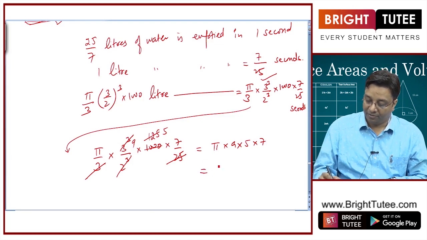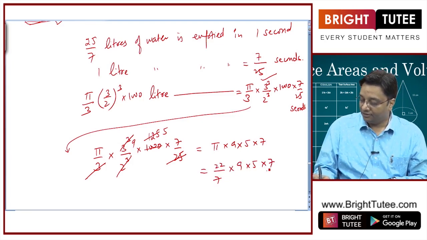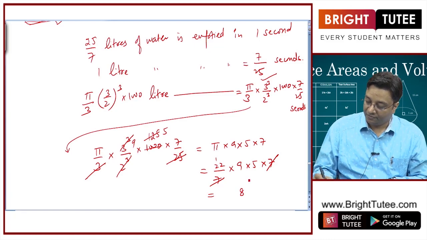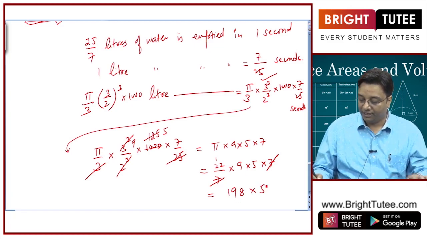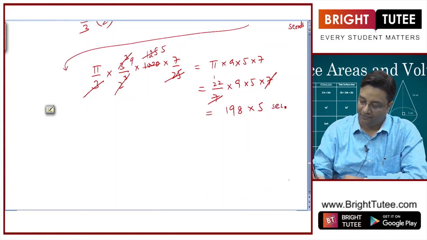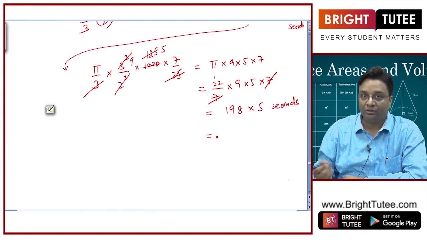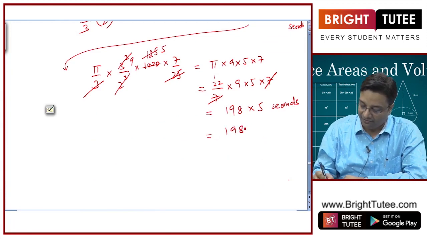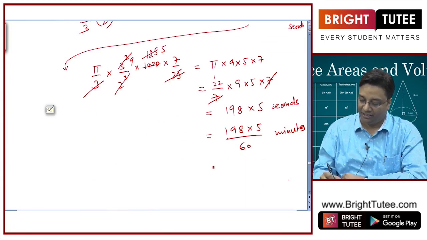So if I convert pi into 22 by 7, I can write it like this. 7 can be cancelled here, and 9 into 22, 198 into 5 seconds. So we can also convert it into minutes by dividing by 60. So this much minutes time is taken.